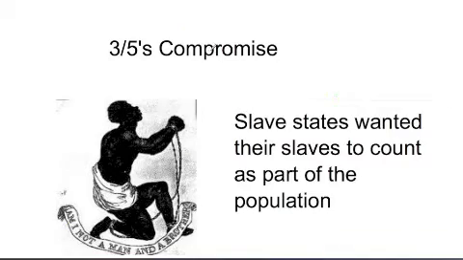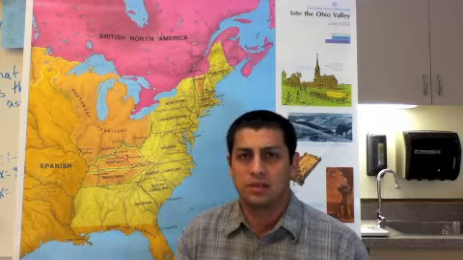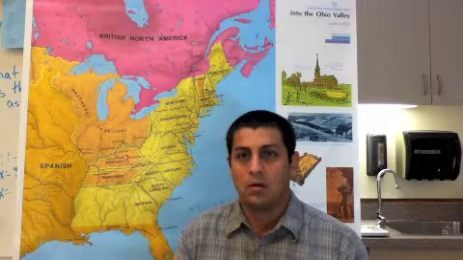3/5 compromise. The 3/5 compromise is a compromise that the large states with slave populations wanted at the Constitutional Convention. They argued that their population, though it was filled with slaves, should count for their representation in the House of Representatives. So what they conceded was that not all the slaves would count, but out of 5, 3 of them would count towards apportionment and representation in the House of Representatives.